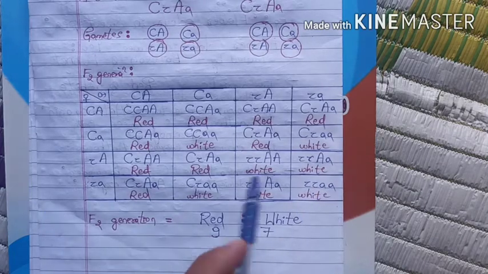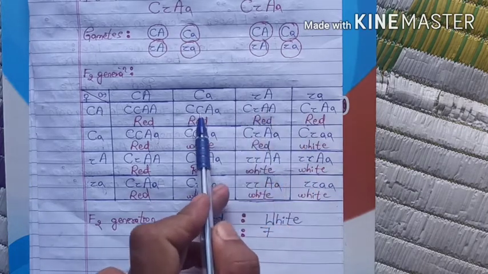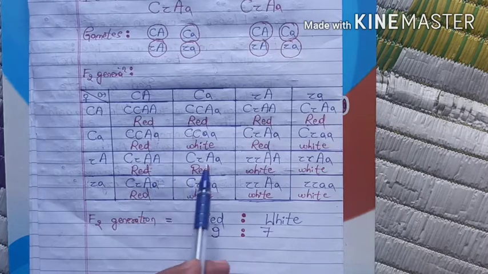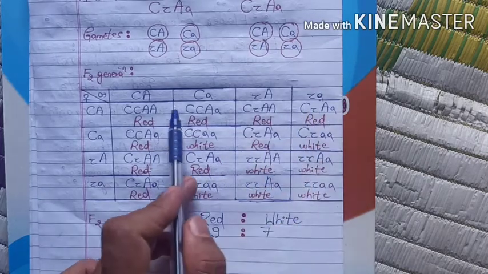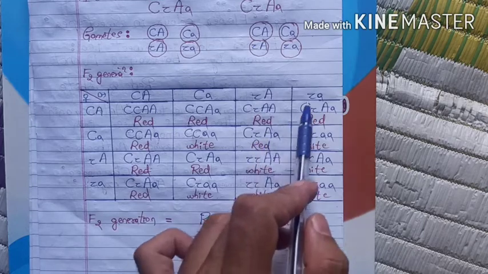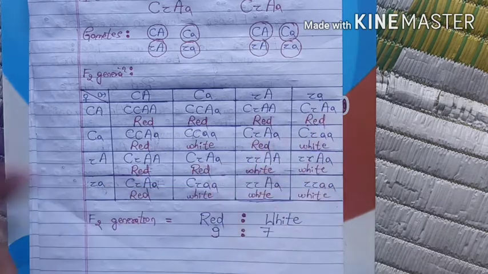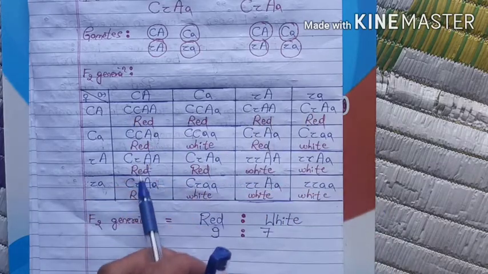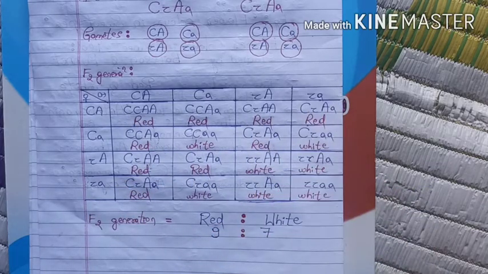So how to remember this? You can see that 1, 2, 3, 4, 5, 6, 7, 8, 9. So a right angle triangle is formed, and the remaining are all white. In this triangle you can see that only this line has the red color. So the remaining are all white.